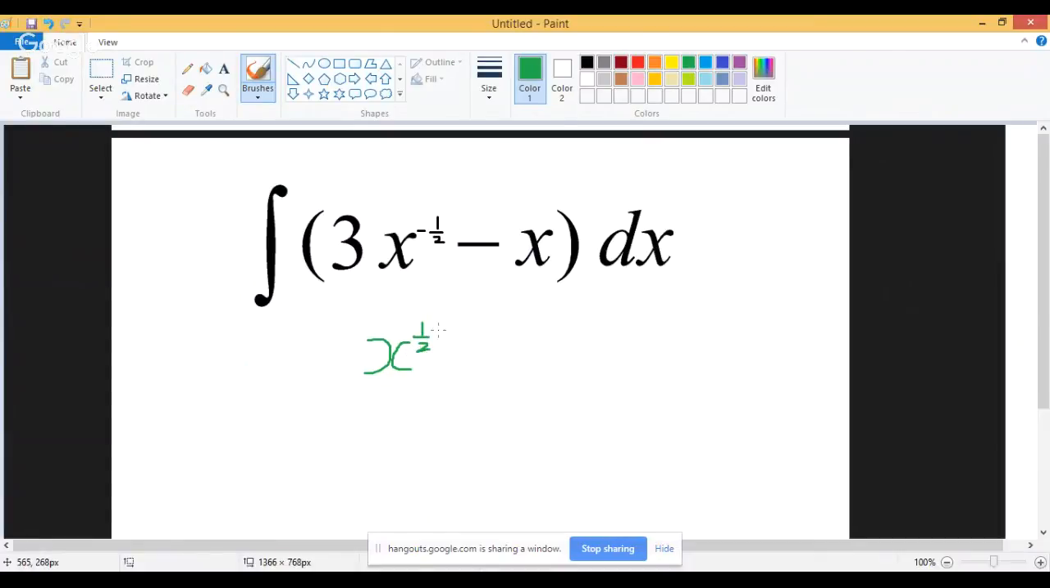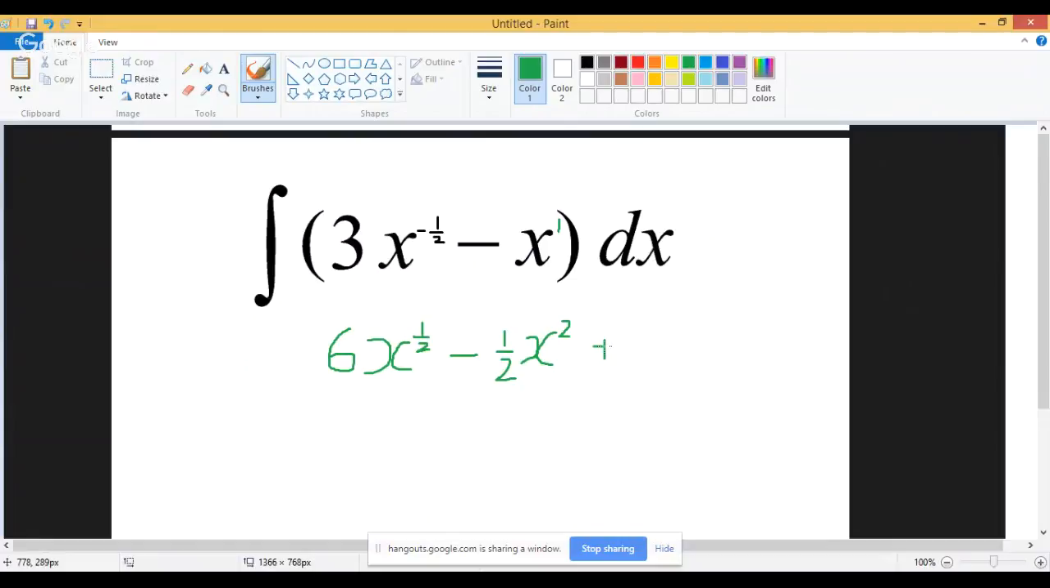So we have x to the power half. The 3 was the coefficient. We're going to take that 3, divide it by the new power, 3 divided by a half. That makes 6 as our new coefficient. On to the next bit. We've got x, which is really x to the power 1. That's going to become x to the power 2. We add 1 to the power. And then the coefficient is an invisible 1, which we divide by the new power of 2. 1 divided by 2 is a half.